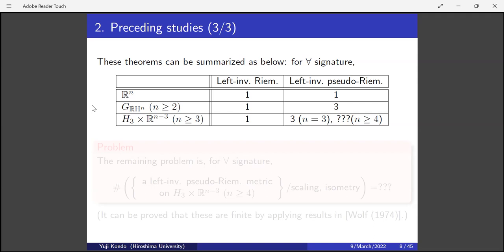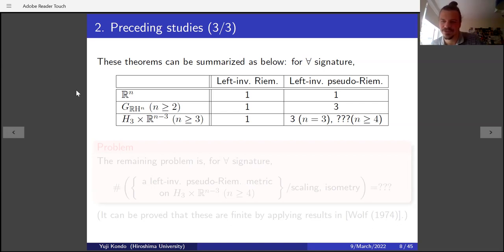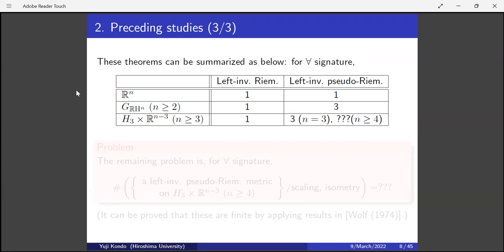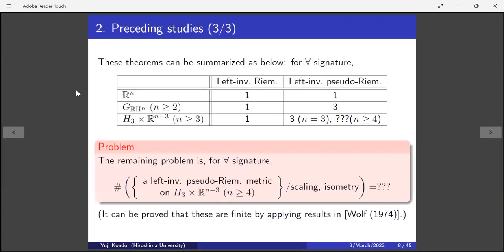Hi, can I ask a question? Yes. Do you hear me? Sure. Sorry. First of all, I have two questions. One is regarding the result of Wolf that you mentioned, that says that the number of metrics is going to be finite. Is it something particular of this H3 times Rn, or can it be applied to other nilpotent Lie groups?